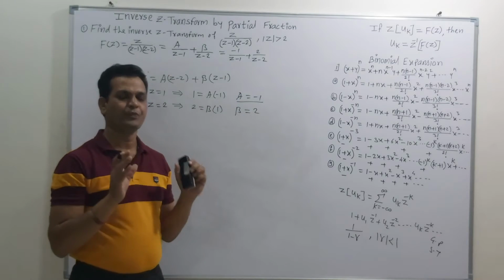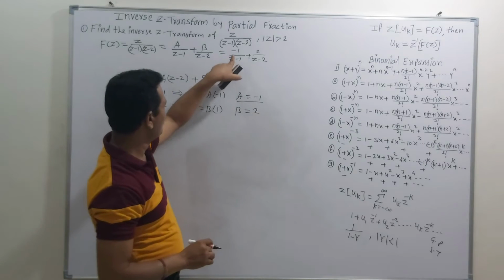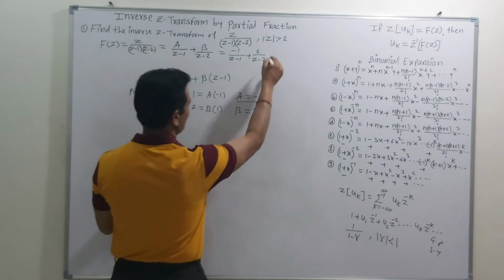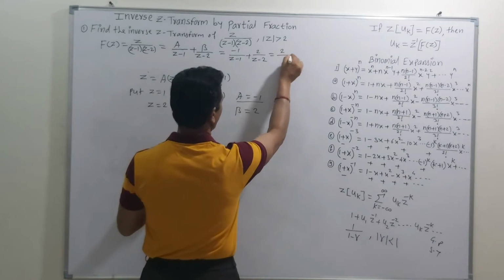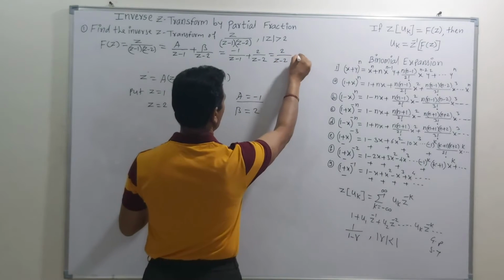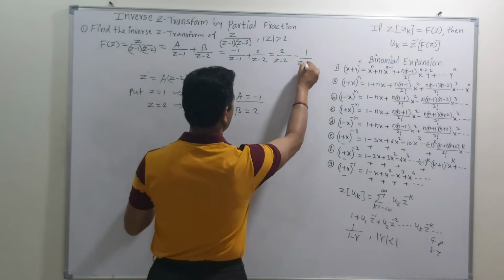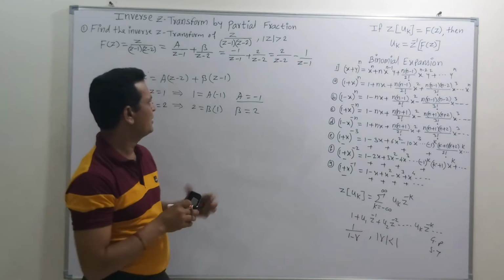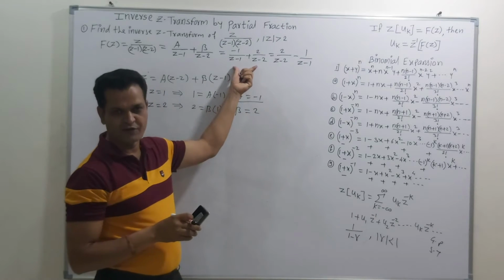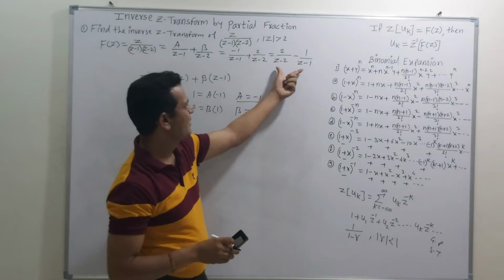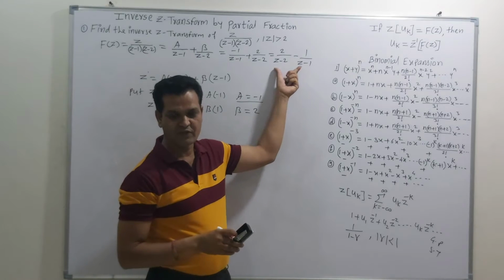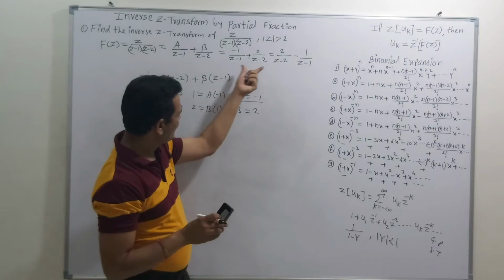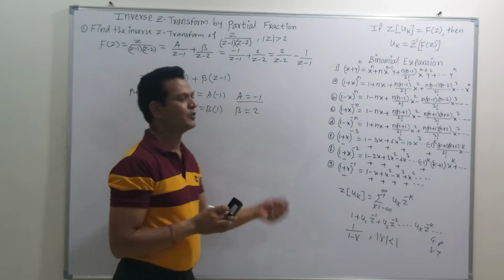But if we observe these terms carefully, one is a negative term and the other is a positive term. If we write the positive term first, then we get 2 upon z minus 2 minus 1 upon z minus 1. So there are two possible ways to solve this example. We can continue after this step, or we may change it by writing the positive term as the first term. Even though we solve this part or this part, you will get the same solution.